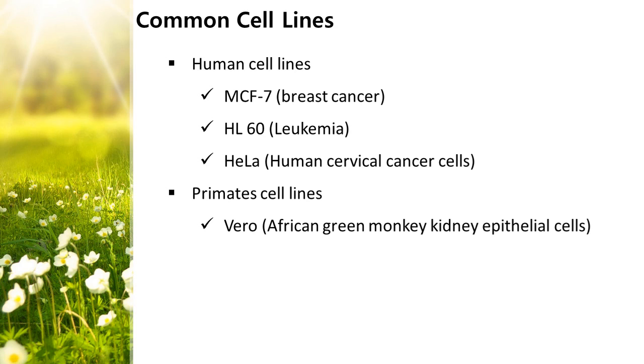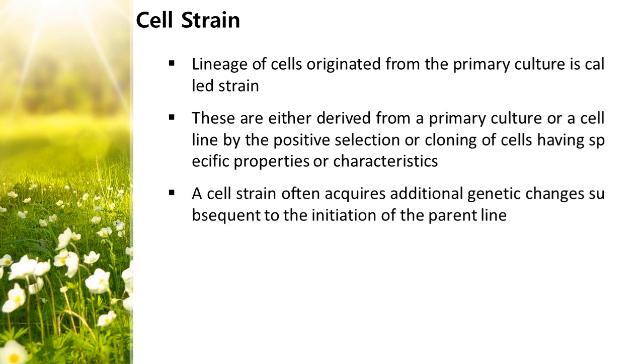Here are some examples of common cell lines. They include human cell lines, that is MCF7 breast cancer, HL60 leukemia, then HeLa human cervical cancer cells, and also primate cell lines. It includes Vero, that is African green monkey kidney epithelial cells. These are a few common cell lines that are developed from human beings and animals.